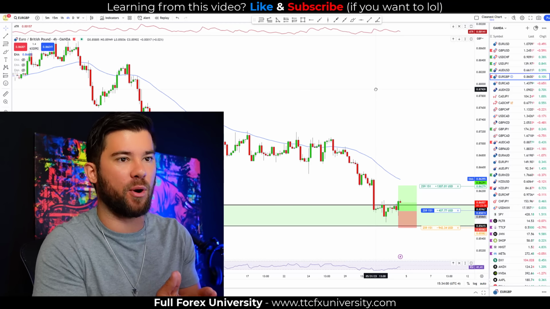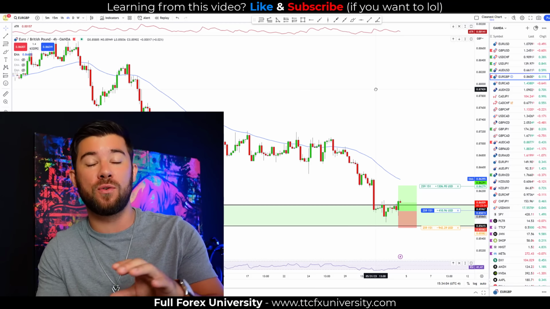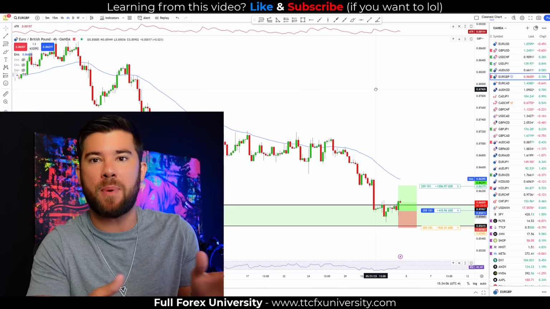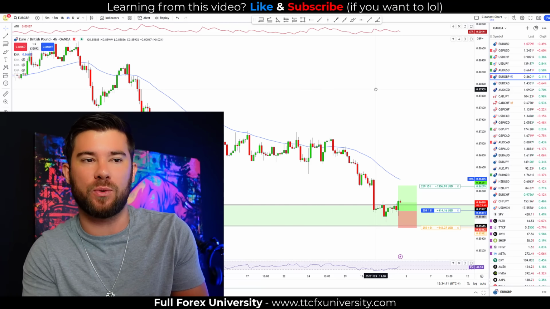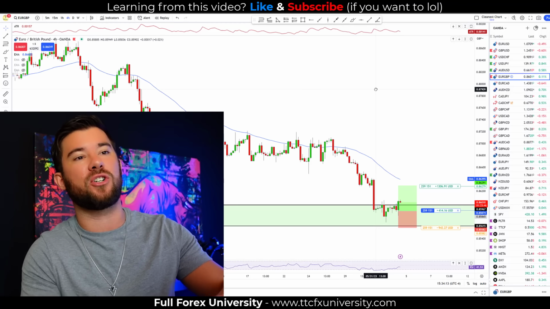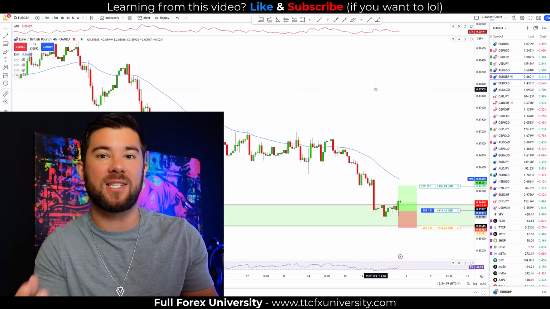But one of my favorite parts of TradingView is that I can connect my broker to this trading platform, and I don't have to switch back and forth between my broker and my trading platform in order to place actual trades. So right now what I want to do is show you how to connect your broker to TradingView if this is something you decide to do.